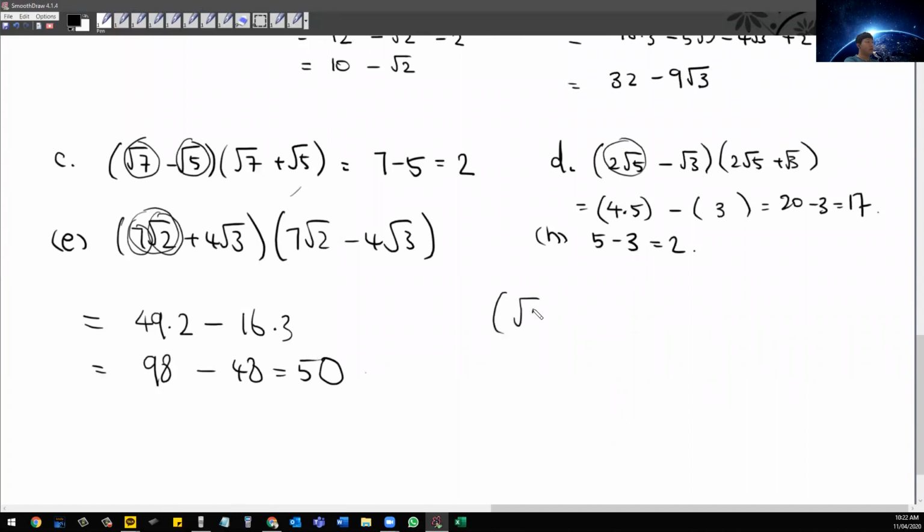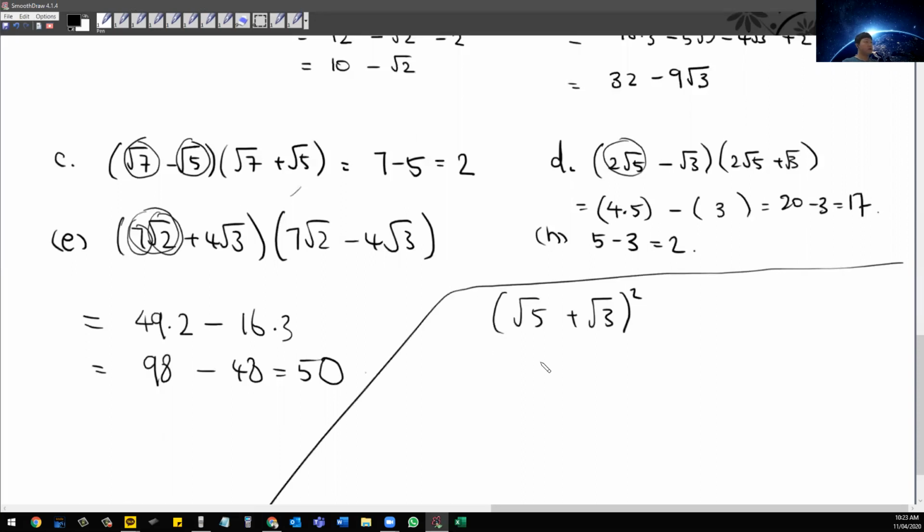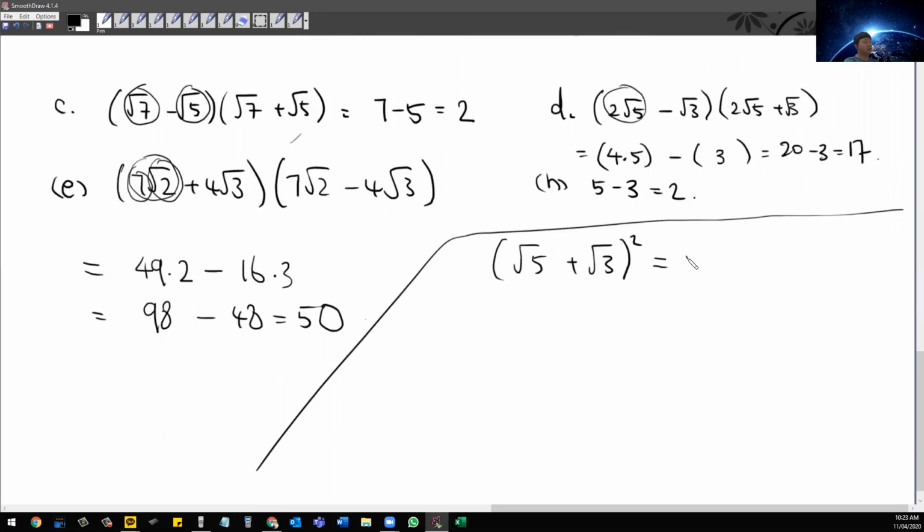Okay, so if you've got (√5 + √3)², you just use that rule: a² + 2ab + b², right? So a² is just 5, b² is just 3, true? And the middle is 2√5√3. So the answer is 8, because 5 plus 3 is 8, plus 2√15. So that's the answer.